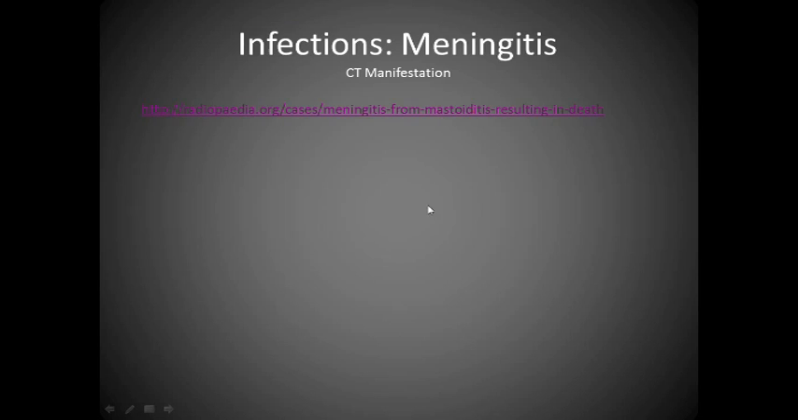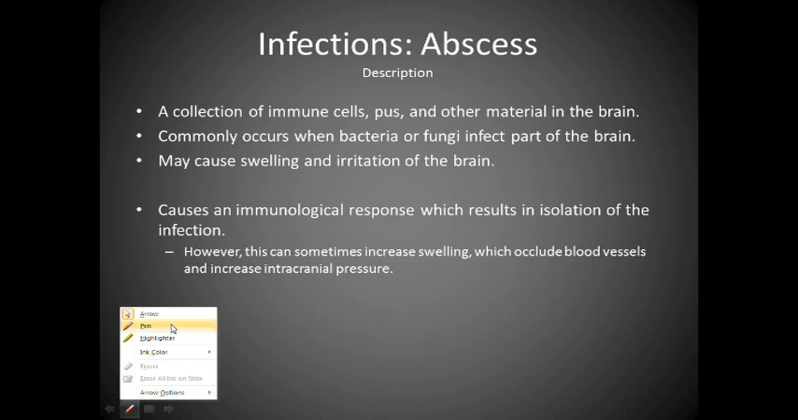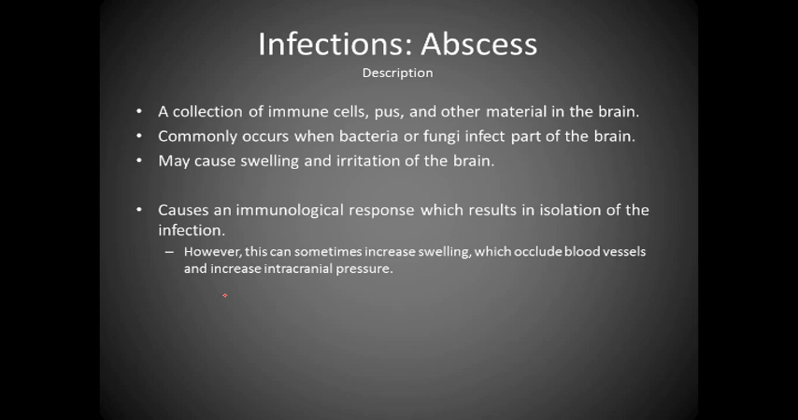So let's go back to our slideshow now. So an abscess. An abscess is a collection of immune cells or pus and other material in the brain. It commonly occurs when fungi or bacteria infect part of the brain. And it may cause swelling, irritation, and other symptoms that can cause abnormalities with the brain.